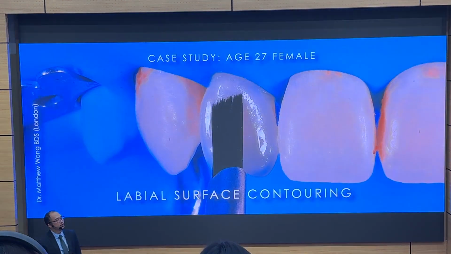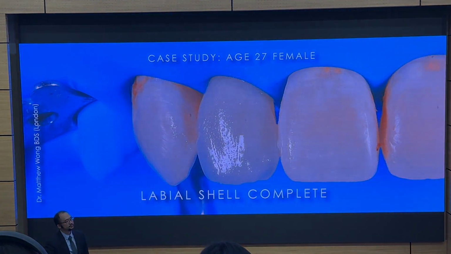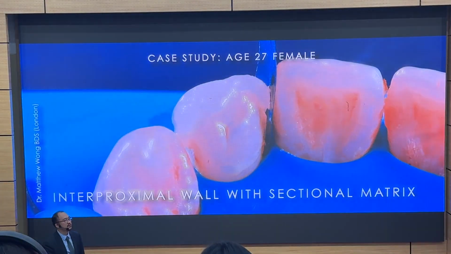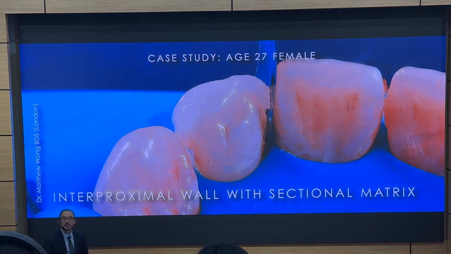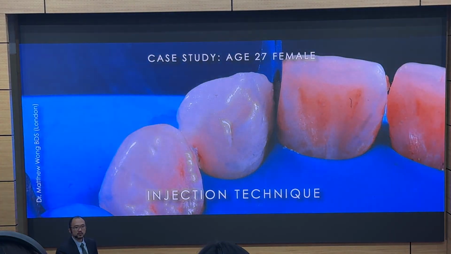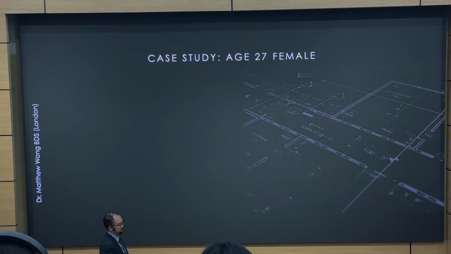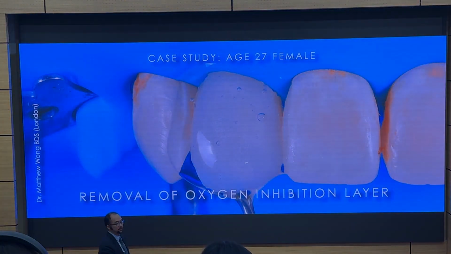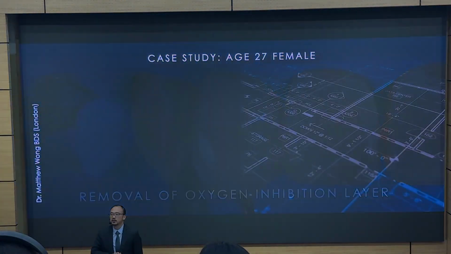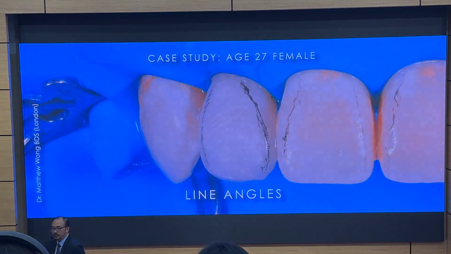Once you create a labial shell, if you look from the back, you can see there's a gap. You use a sectional matrix, you inject flow to fill up the gap. And then you do the usual. Glycerin, you polish. And look at that.